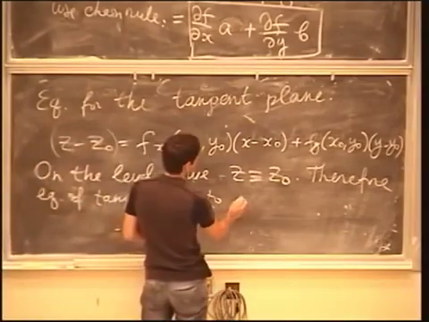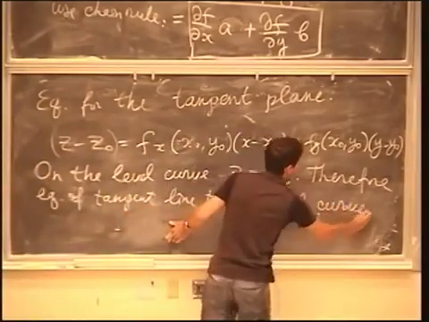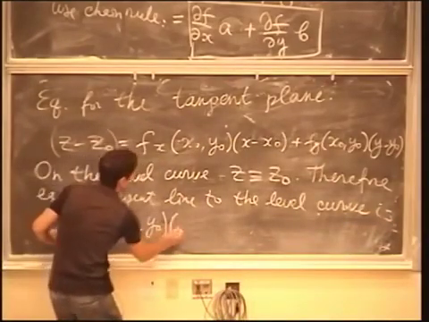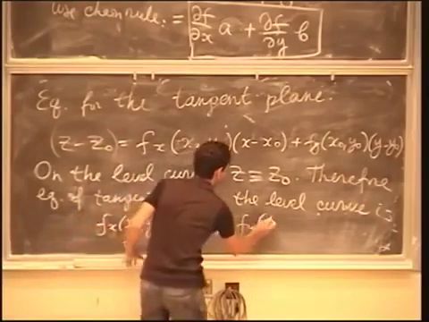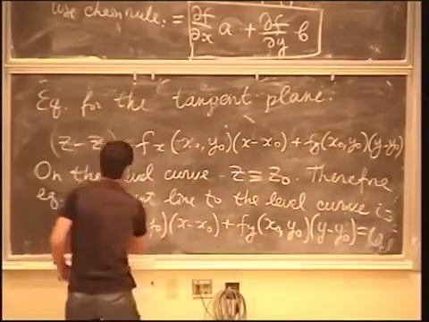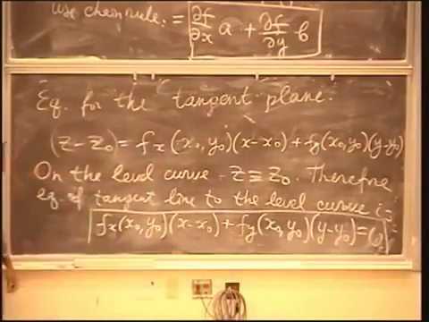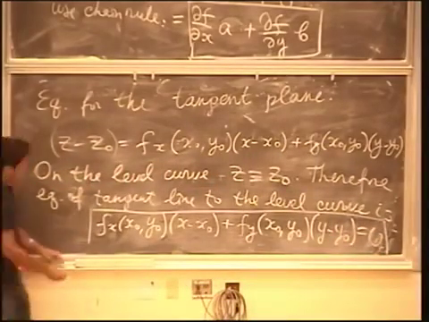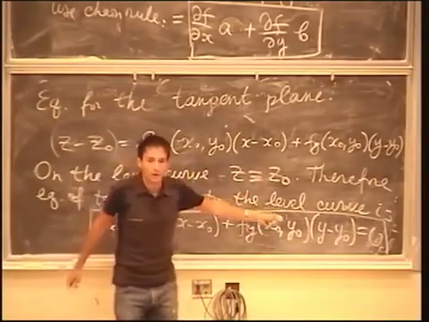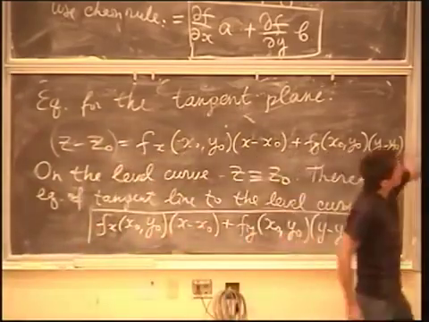to the level curve is f sub x of x0, y0 times x minus x0 plus f sub y of x0, y0 times y minus y0 is 0. That's the equation of the tangent. So let me remind you that these are numbers, right? These are the numbers, 2 numbers. And these are the variables. So we have x minus x0, y minus y0. And what are these 2 numbers? These 2 numbers are precisely the components of the gradient vector.